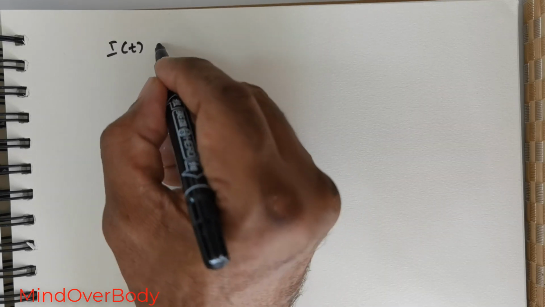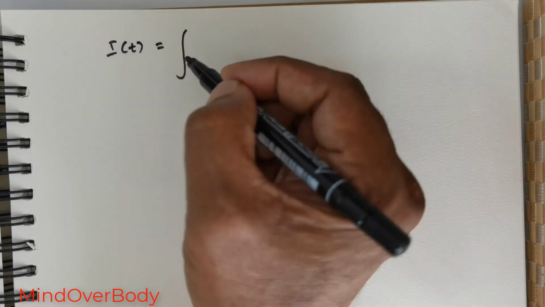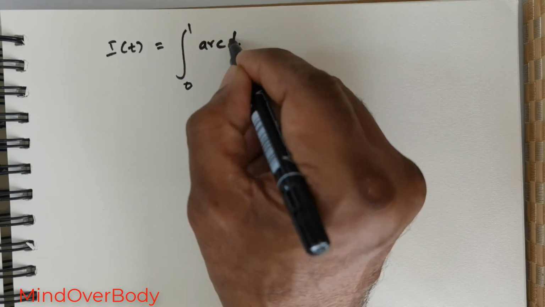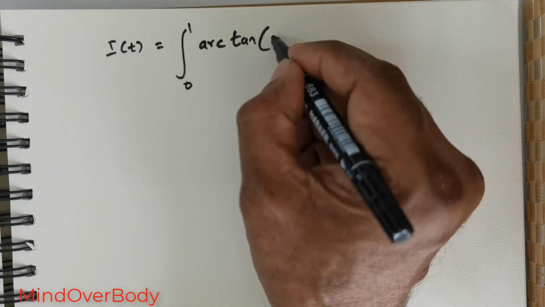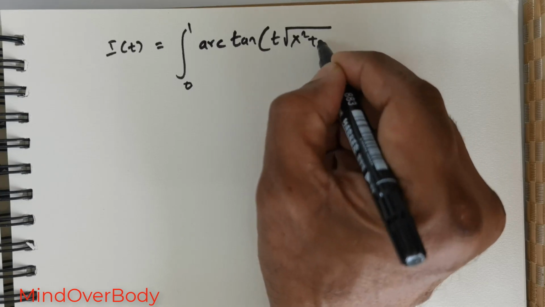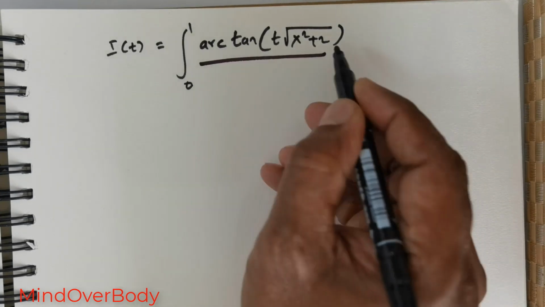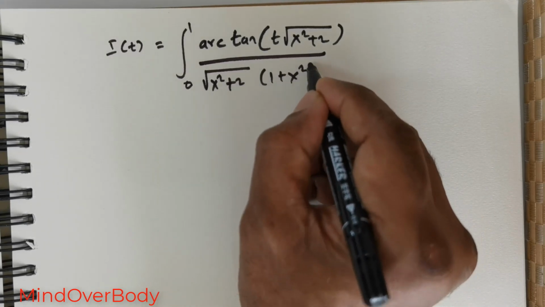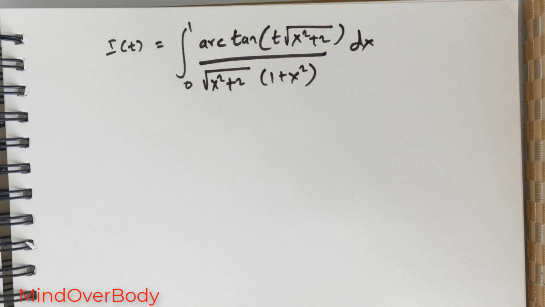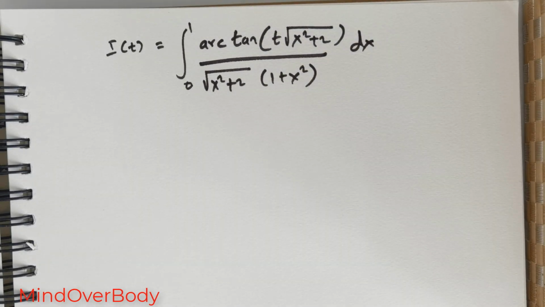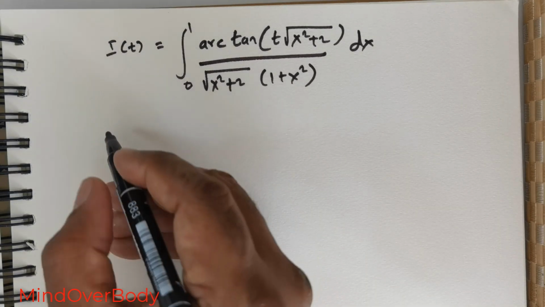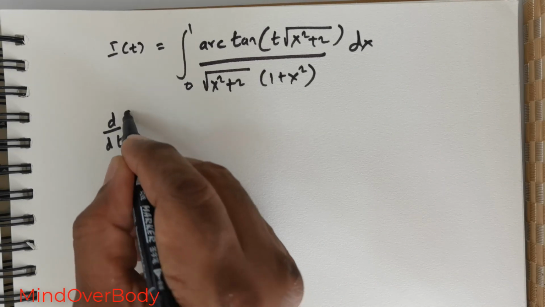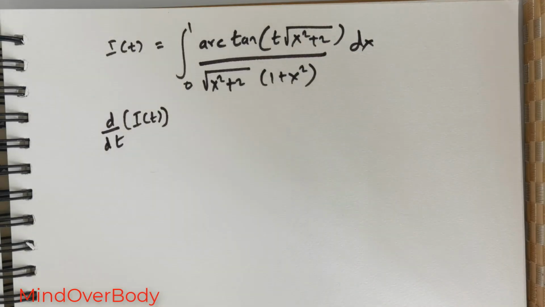So we have defined this function I of t to be equal to the integral from 0 to 1 of arctan of t times root of x squared plus 2, divided by root of x squared plus 2 times 1 plus x squared, times dx. So this is what we started with. Now what I wish to do is operate on both sides with d over dt. So that's the first step.